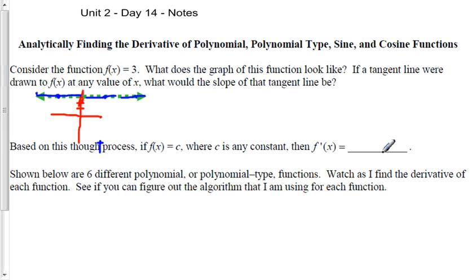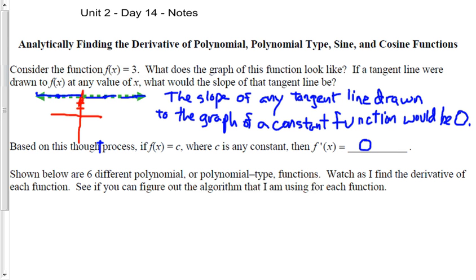If f of x equals c, where c is any constant, then f prime of x, or the derivative of f of x, equals 0. Okay, again, the slope of any tangent line drawn to the graph of a constant function would be 0.